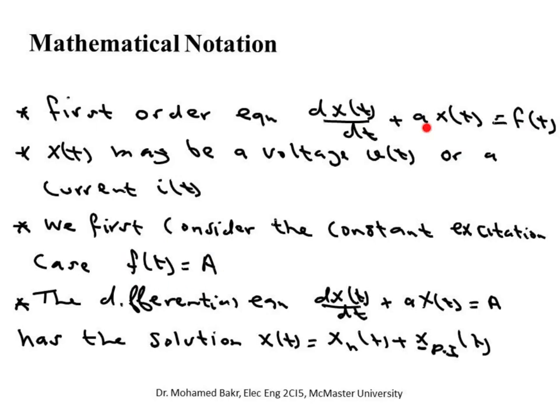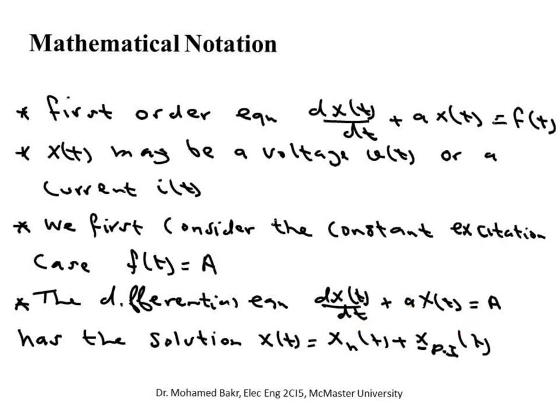So small a is a coefficient, and capital A, which is our excitation, is a constant. This can be a constant current source or a constant voltage source, an independent current source or independent voltage source. By constant I mean DC, it does not change with time. So the initial approach will apply to a system of this form: dx(t)/dt plus a x(t) equal to A. Remember, x(t) can be voltage or current, small a is a constant, and capital A is a constant.